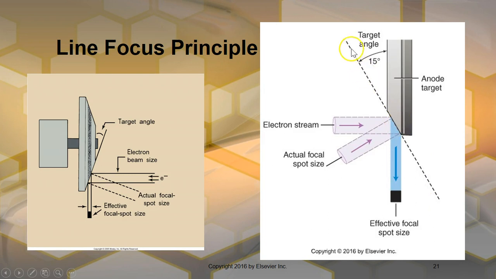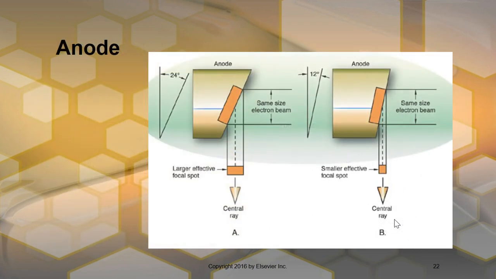We'll talk about these degrees and target angles later, but here's your electron stream, focal spot size, actual focal spot size, and effective focal spot size, and it all works from the spinning target. Here's another. If you have a 24 degree, look how this anode's turned. We've got more of a steep angle, and with that, this is going to be a larger effective focal spot size. Anytime that the angle is less than 45, the effective will be smaller than the actual.